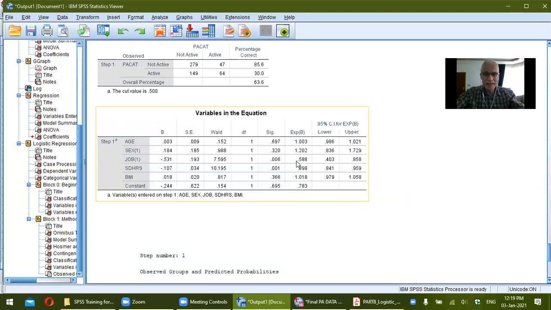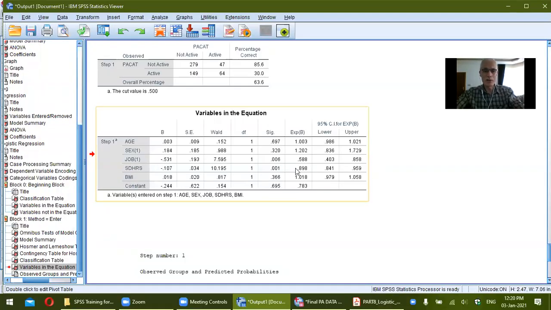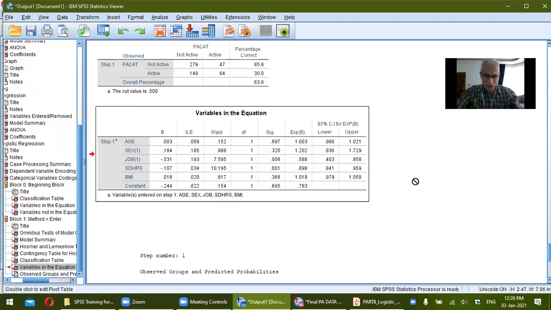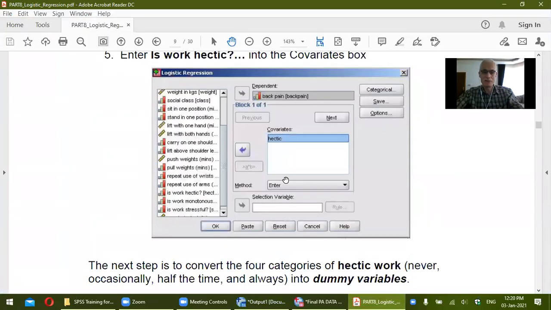Here the job has been classified into teaching and non-teaching. So being teaching staff is protective against being inactive. Again here, sitting hours: less sitting time is protective against being inactive. So this is logistic regression. And I think here let's put an example.